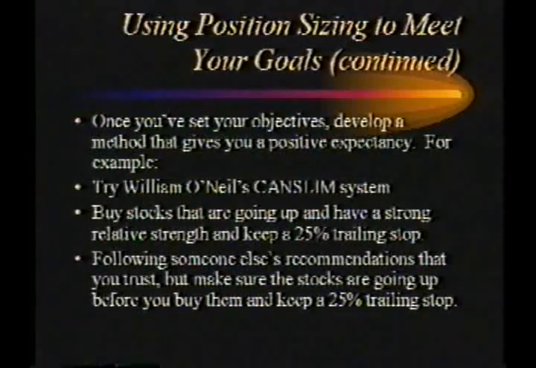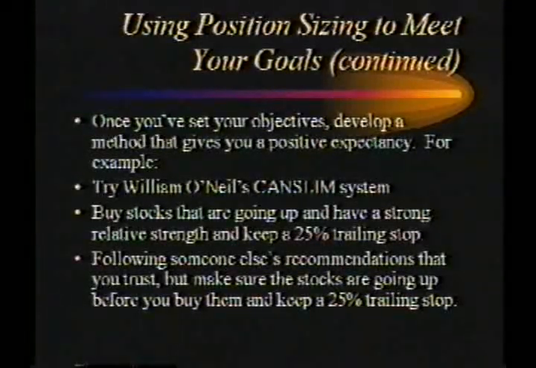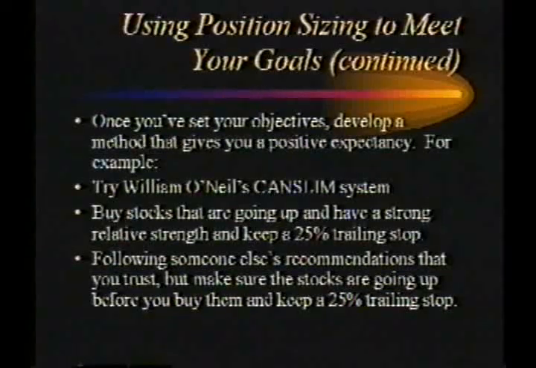You can simply buy stocks that are going up. Look, if they're going up in a straight line, they're good ones to buy. So if they're going up, they have good relative strength, buy them, keep a 25% trailing stop. You can follow somebody's recommendations if they have a good track record. But I'd always make sure when somebody recommends a stock that it's going up. You know, if they say it's overvalued and it's going down, it might continue that way. So make sure it's going up first before you buy it. And again, keep that 25% trailing stop.